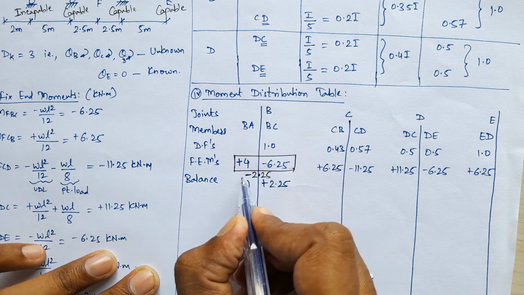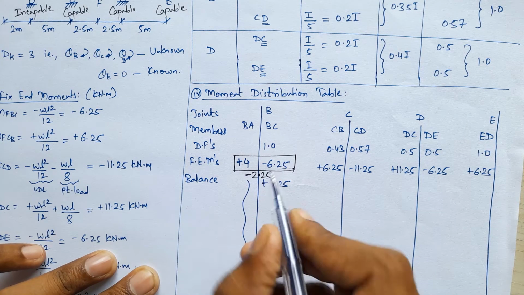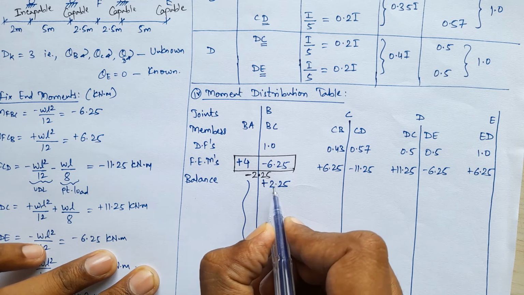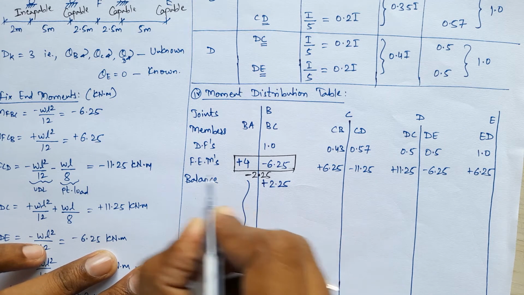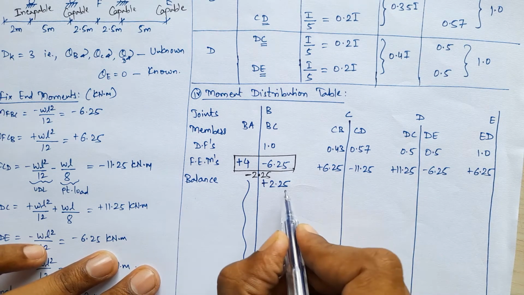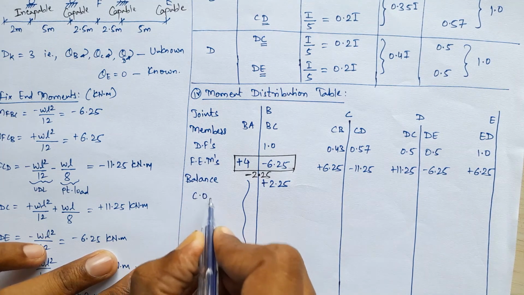I have to nullify this as my balance moment over there. So I'll apply the opposite moment for this, that is plus 2.25 as my balance moment. Now after applying this balance moment, what comes further is your carryover.